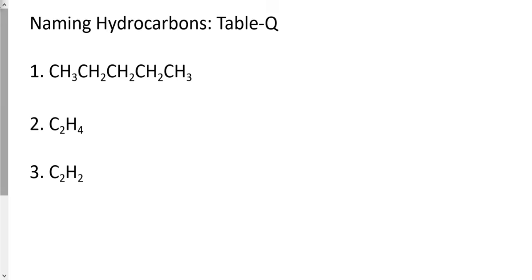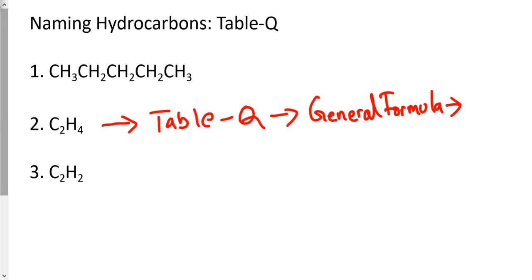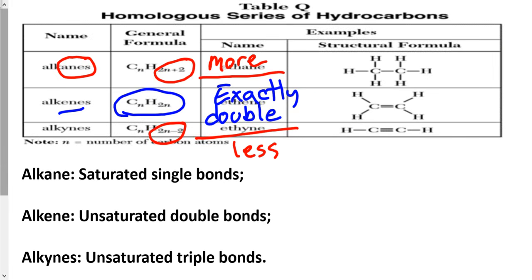Let's try the second one. We have C2H4. So first, we should use reference table Q to figure out the general formula for this compound. Over here, I realized that the amount of hydrogen is exactly double the amount of carbon. 4 is exactly double 2. And therefore, if I look at reference table Q, the suffix should be ene.